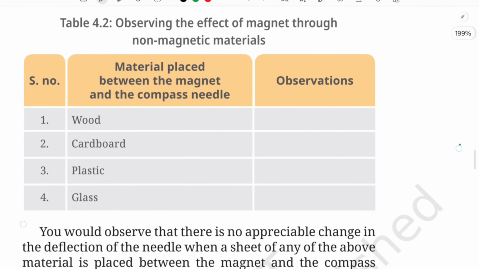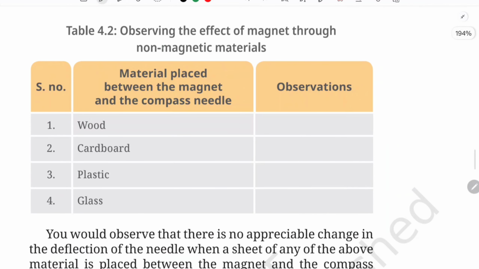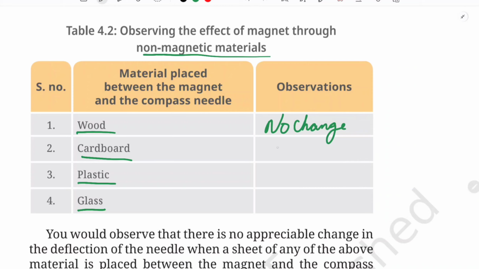So what do you have to record here in this table? Observing the effect of magnet through non-magnetic material. We have placed a non-magnetic material in between, isn't it? Wood is a non-magnetic material, cardboard is a non-magnetic material, plastic, glass, all of these are non-magnetic materials. That means if you put non-magnetic materials in between, you will find no change. So what will be your observation? No change in all the cases. The compass needle will move as it would even if there were nothing between them. So this is all the same, no change, no change, no change.